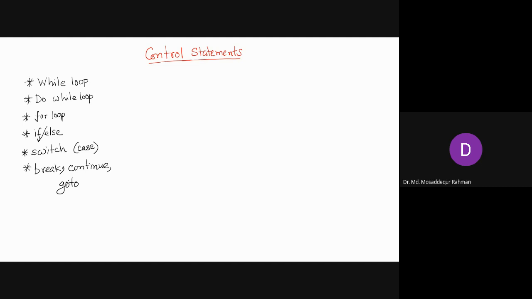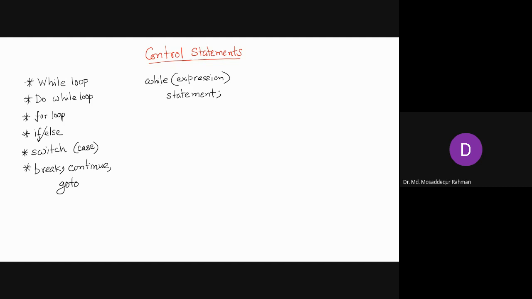So we start with the while loop. While is a control statement, what is the structure? So it is written like this: while, then you have the expression, and if that is true, then you have the statement. So that is the basic structure for the while loop.